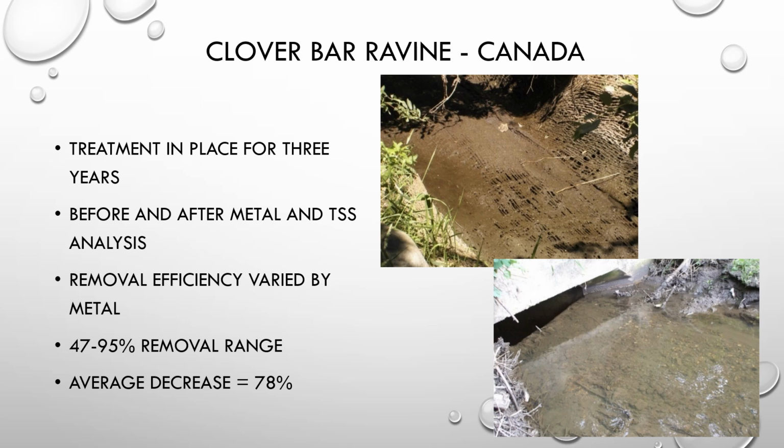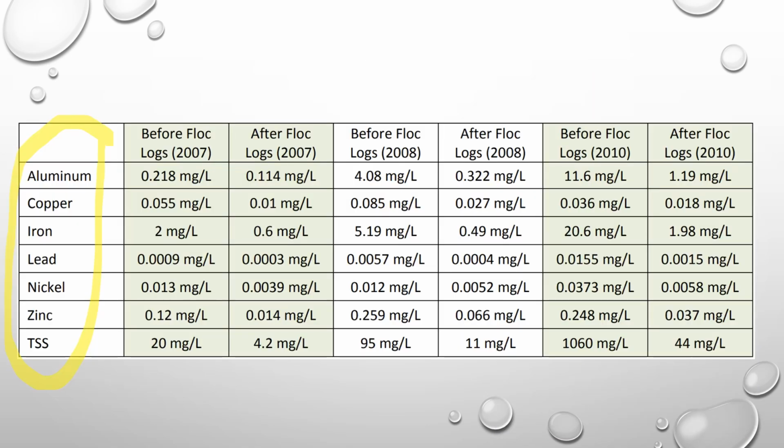The average decrease is usually around 80% for the metals. So you can see just in general with the water clarity and TSS, the top picture compared to the bottom was very successful in our treatment of this site. The metals that we were targeting, pretty common: aluminum, copper, iron, lead, nickel, zinc, and of course total suspended solids. We saw a decrease in all of these.